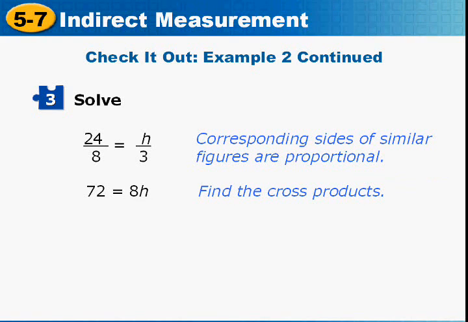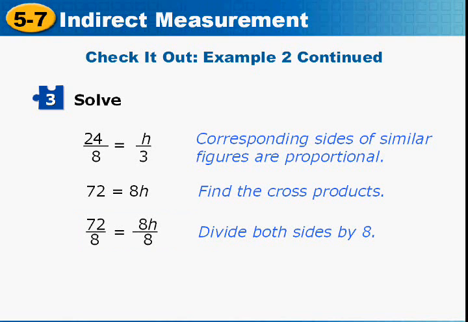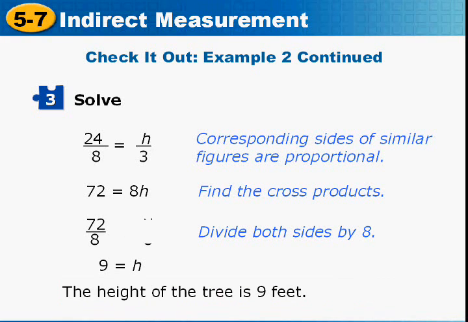Cross multiply. 24 times 3 is 72. 8 times h is 8h. Divide both by 8 because that's the inverse operation of multiplication. And the height of the tree is 9 feet.